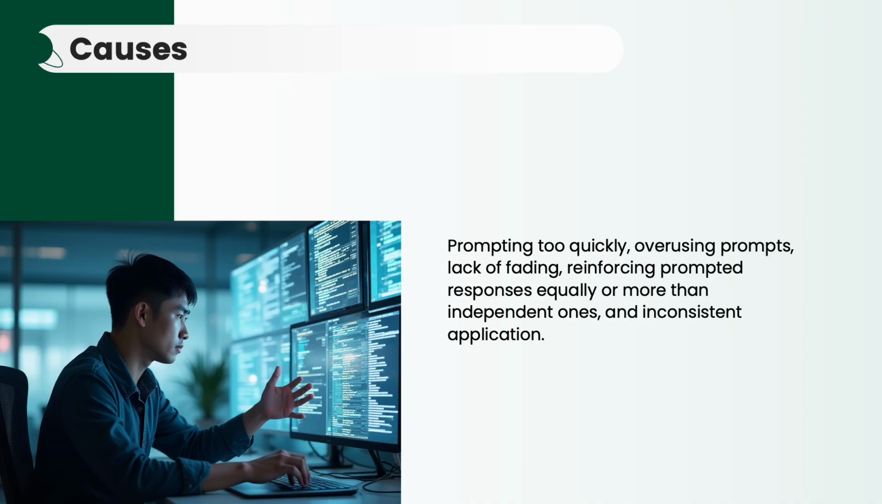Let's tie this together. You're teaching a learner to label dog. If you prompt immediately, always model, never fade, reinforce prompted responses equally, then what happens? The learner waits for you every time. But if you pause, fade prompts gradually, reinforce independence more, and stay consistent, you build independence.